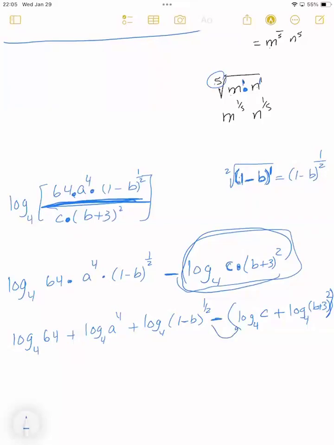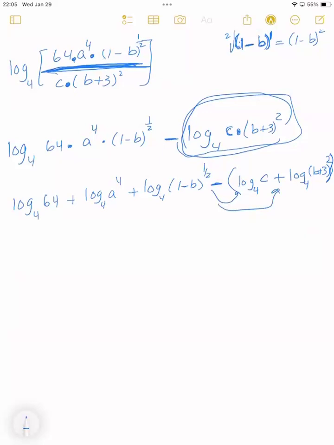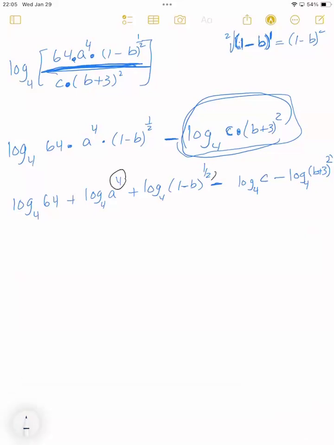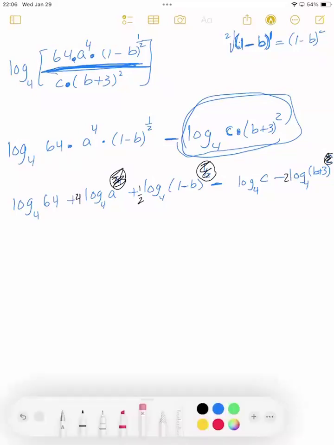This negative will flip the signs for both. So not only that is going to turn, positive times negative is negative. This also becomes negative. Then what happens is also these exponents become a coefficient. This 4 goes here, this 1/2 goes here, and that one is a 2 that goes here. So the exponents are gone.